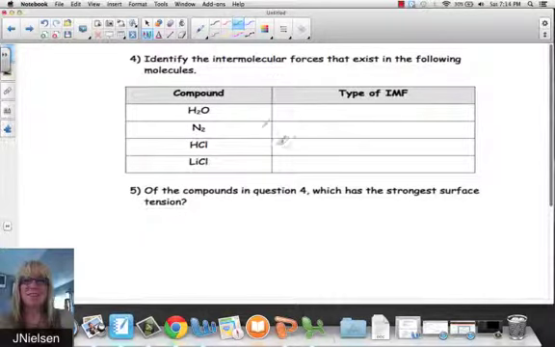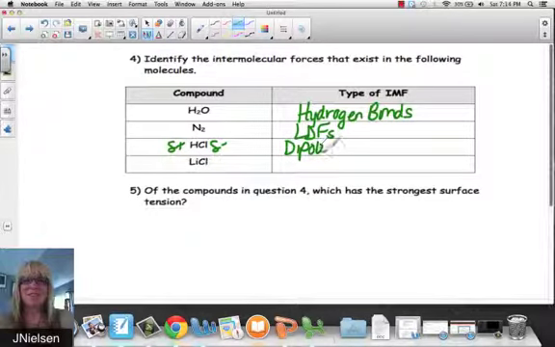Identify the intermolecular forces that exist in the following molecules. Well, we know this is hydrogen bonds because it's H with O, N, or F. N2 is part of Brinkelhoff, so we know this is LDFs. HCl, Cl has a greater electronegativity than H, so there's your partial negative, so this is going to be dipole-dipole. And then LiCl is a metal and a nonmetal, so this is going to be ionic.